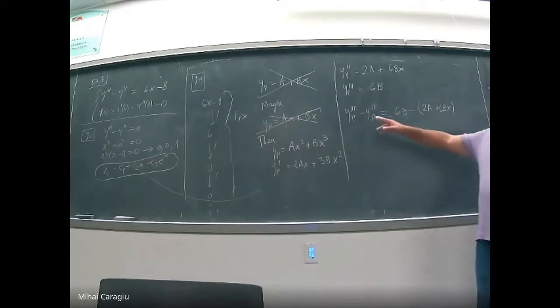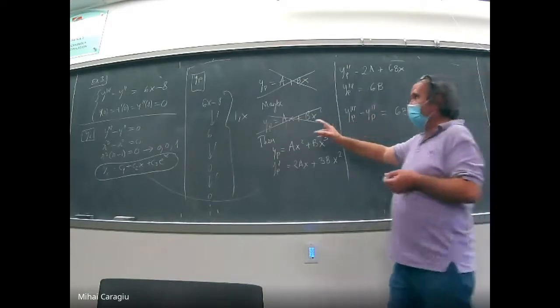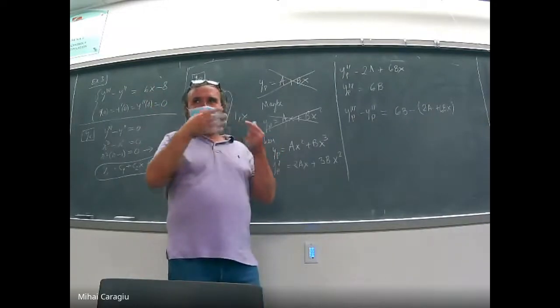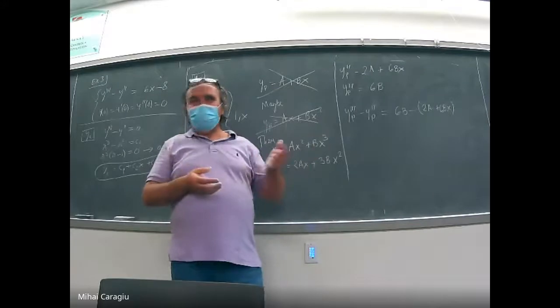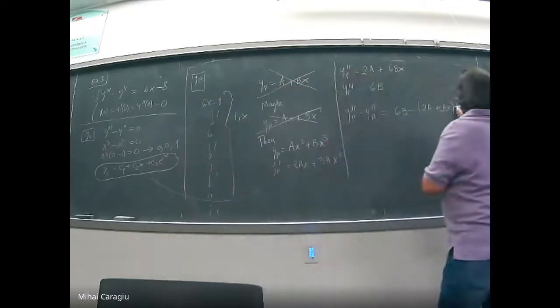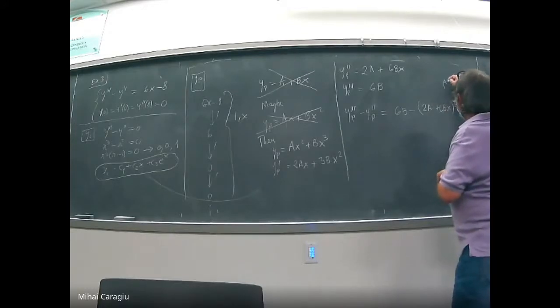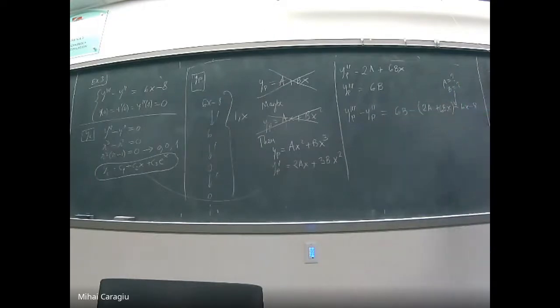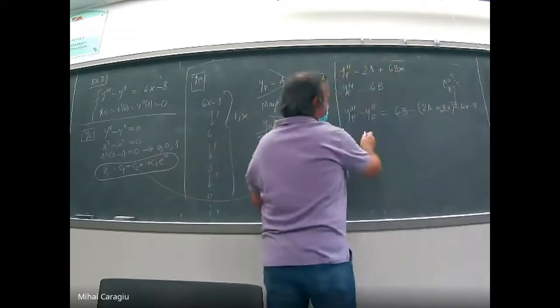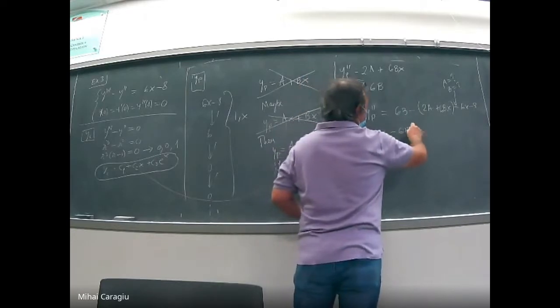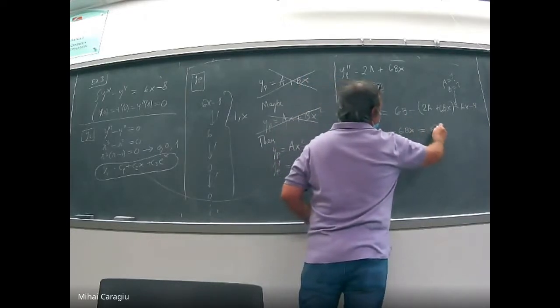In order for y sub p to be indeed a particular solution, y_p third minus y_p second should be 6x minus 8. So we want to determine the undetermined coefficients, a and b, so that this is 6x minus 8. Let's open the parentheses here: 6b minus 2a minus 6bx equals 6x minus 8.